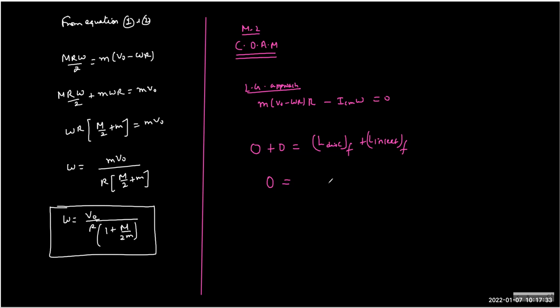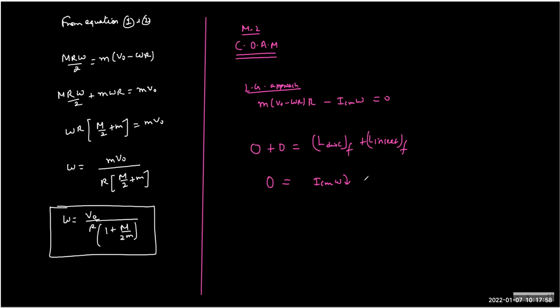So from the top view, the disc will turn clockwise. So I can add I C omega clockwise. The insect is a particle and we are trying to write the angular momentum of a particle. It's only orbital. The disc center of mass is not translating, so there is no orbital. So we have only spin.